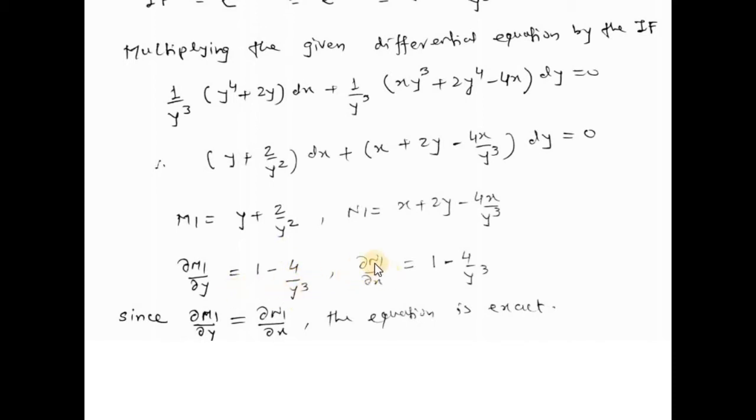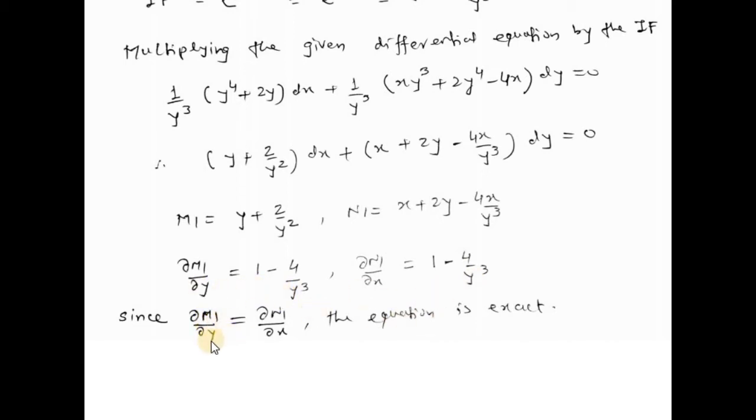Now we have to find out del n1 divided by del x, which can be written as derivative of x is 1, and derivative of this term will be 0 because y is a constant, and here it will be minus 4 divided by y cube and derivative of x is 1. So because here minus 4 divided by y cube is a constant, it will be as it is. So here as you can see these two are same.